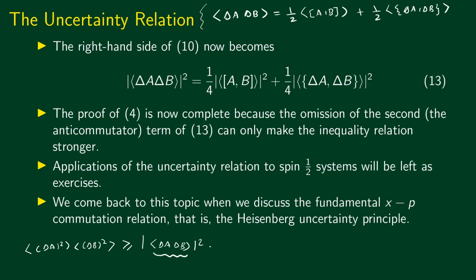So this is of the form, let's say, A plus iB. This is of the form A plus iB. Now if I look at the right hand side of this expression, this is what I need to evaluate. I need to find the modulus square of the average value of delta A delta B. Let's find that. The modulus square of the expectation value of delta A delta B.